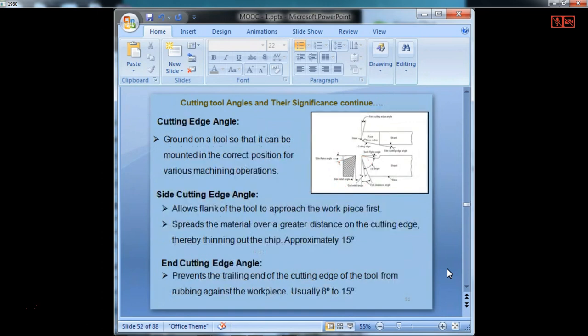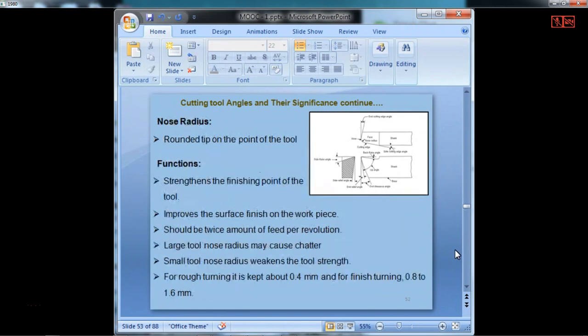So these are the other angles. Where we have the cutting edge angle, then side cutting edge angle, and end cutting edge angle. So what is this cutting edge angle? It's ground on the tool so that it can be mounted in the correct position for various machining operations. So cutting edge angle is important. Then side cutting edge angle allows the flank of the tool to approach the workpiece. So first, that face is going to come first. Then it spreads the material over a greater distance on the cutting edge. So all these angles are very important.